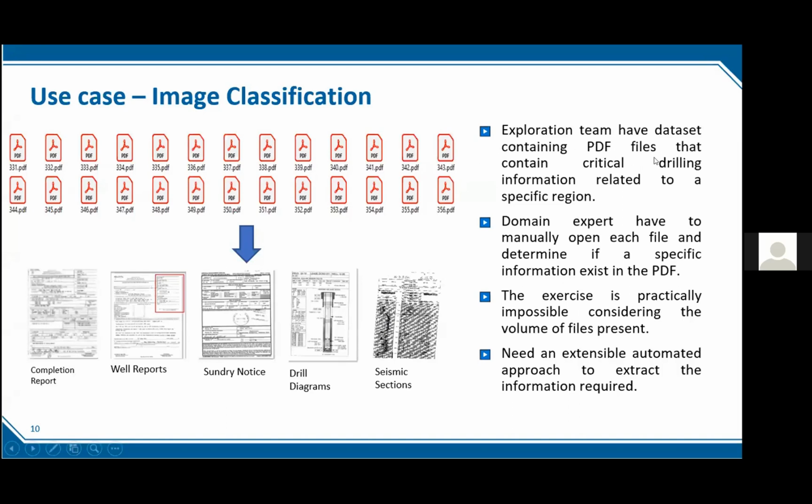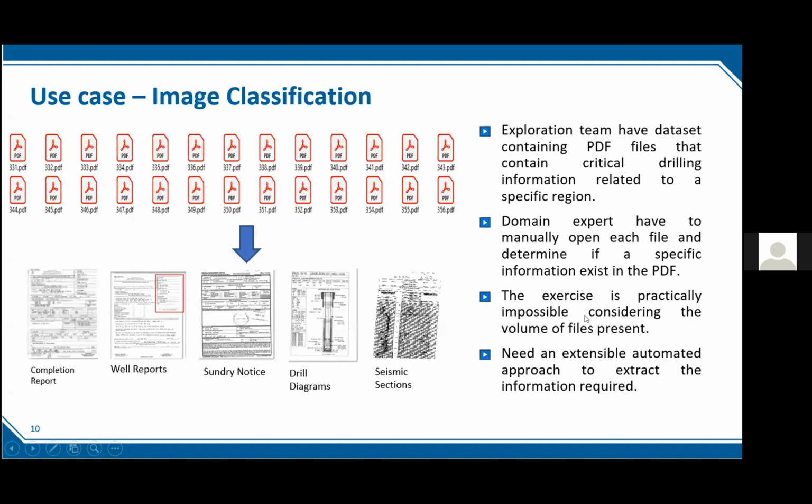The exploration team has a data set containing PDF files that contain critical drilling information related to a specific region. Domain experts have to manually open each file to determine if specific information exists in the PDF. The exercise is practically impossible considering the volume of files. You might have thousands of files, and it is practically impossible for domain experts to open them, because they are very critical resources, paid very hugely. You would not want them to use their time opening files and finding out, doing their analysis. We need an extensible automated approach to extract information.